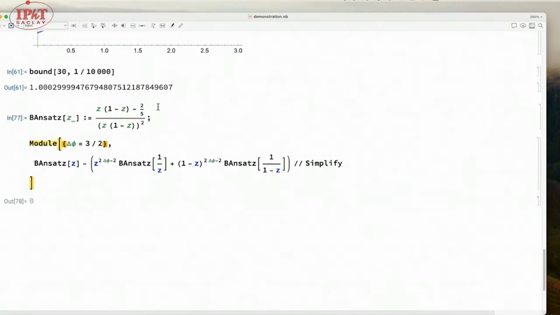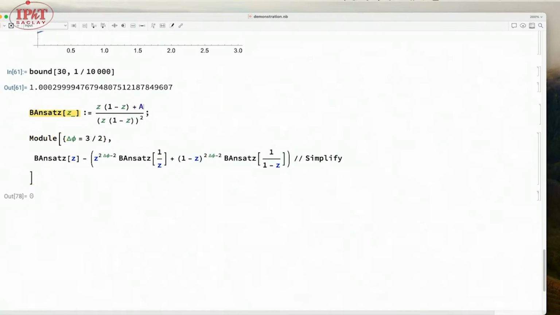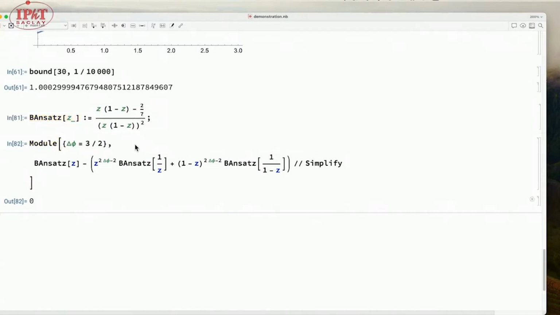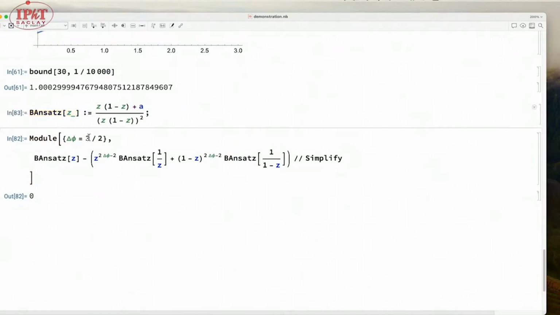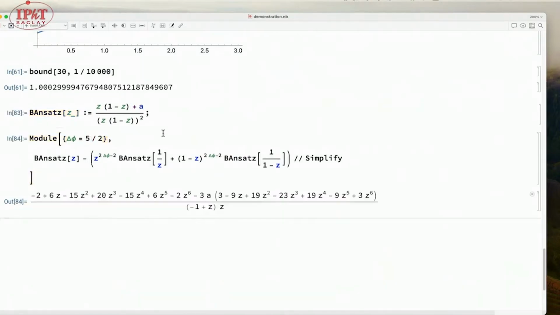For 3/2, we can also do it actually. It turns out that for 3/2 you can use A equal to minus 2 over 7, and it works. Unfortunately, this simple ansatz doesn't work for any other values of delta phi, which is what makes these two values special. And these two values present them up to the 8 and 10. But actually, with Miguel, we found B, which works for any delta phi, but it's much more ugly.